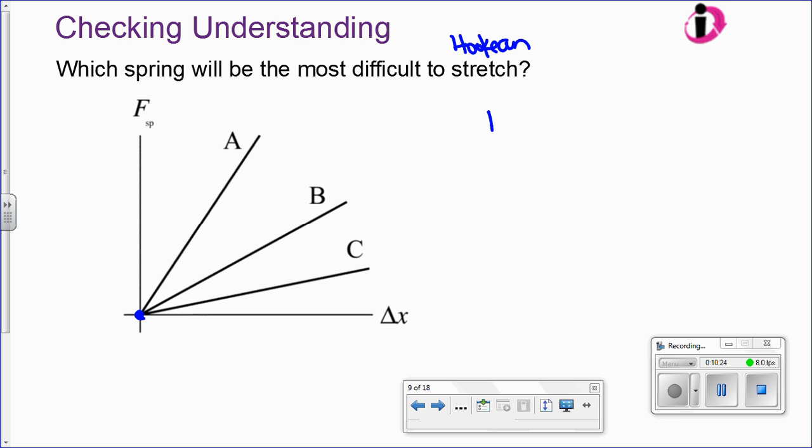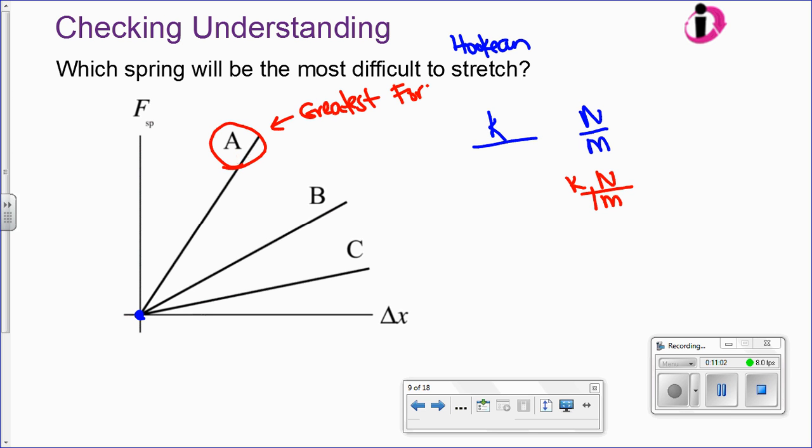So these will depend upon the spring constant, K. And remember that's in newtons per meter. So let's think about that. Let's say I want to stretch it 1 meter. I would need K newtons for it to stretch by 1 meter. Well, this is just slope, so whichever one has the greatest slope is going to take the greatest amount of newtons to stretch it 1 meter. So if you answered A, give yourselves a pat on the back, because you're right! This will take the greatest force to stretch the same distance. We always use 1 meter.